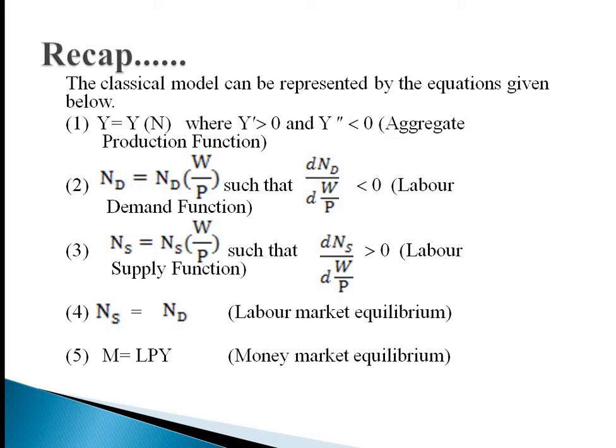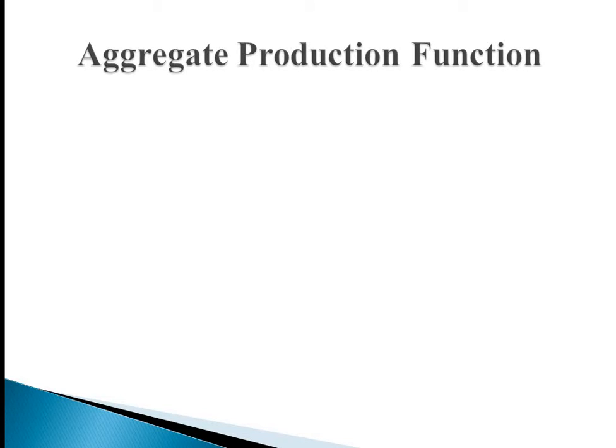Equation 3 shows us the labor supply function, where labor supply is shown to be a positive function of the real wage rate W by P. Equation 4 shows us the labor market equilibrium, and equation 5 shows us the money market equilibrium. Let us move on to the graphical representation of the classical model.